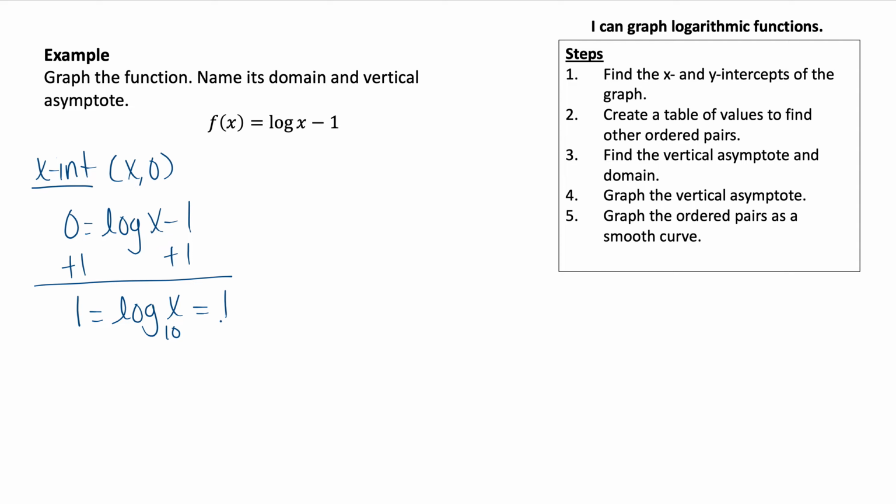So I'm just going to write that 1 over here. And then I'm going to convert it to exponential form. So we have 10 to the 1 equals x. 10 to the 1 equals x means that 10 equals x. So our x-intercept is going to be at (10, 0).